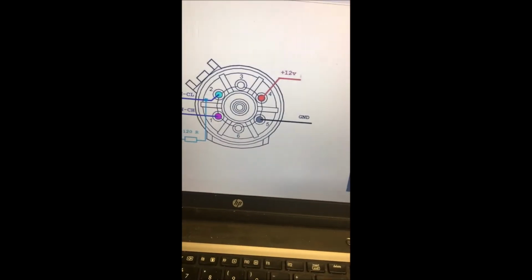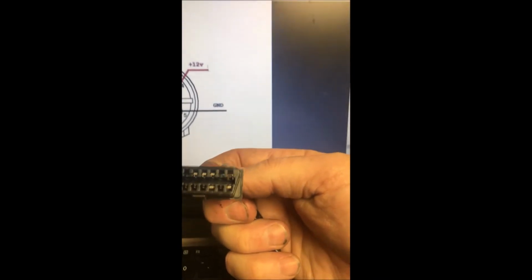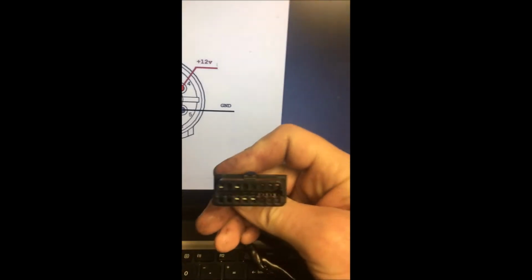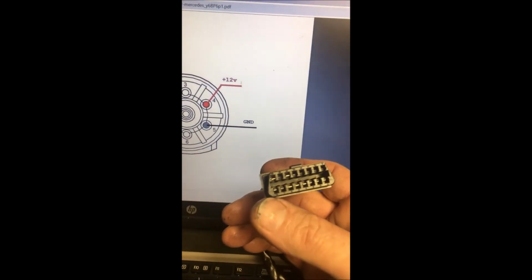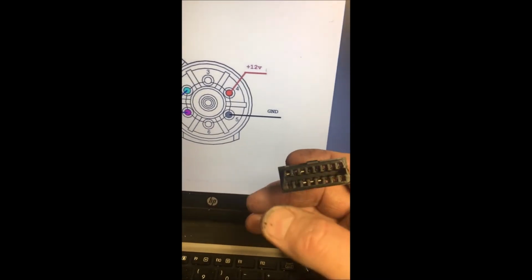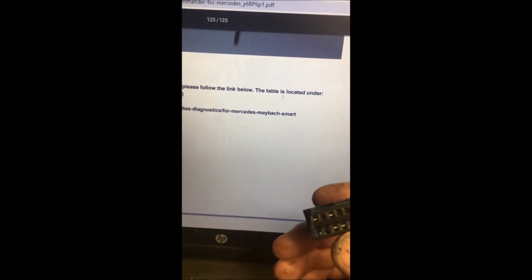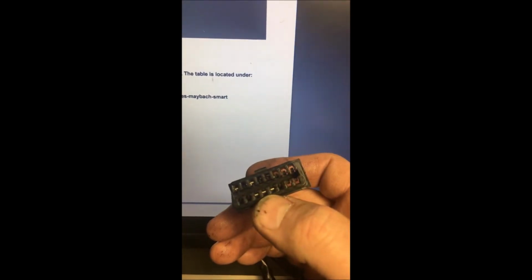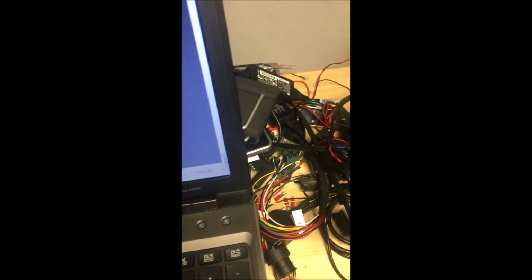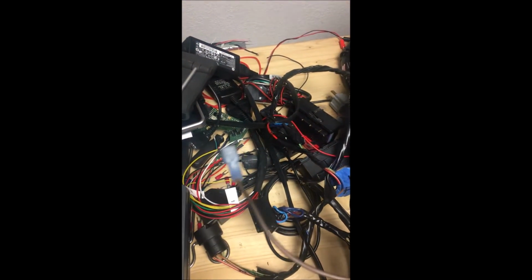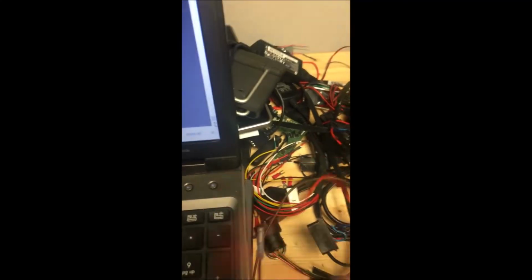So when you're looking, see if I can look at this the right way. Okay, when we're looking at it like this, one is down here, and then 8 is here, 9, and then 16 is there. So these two, 4 and 5 are ground. Hook those up to the ground on the plug, and also the ground going to your battery.